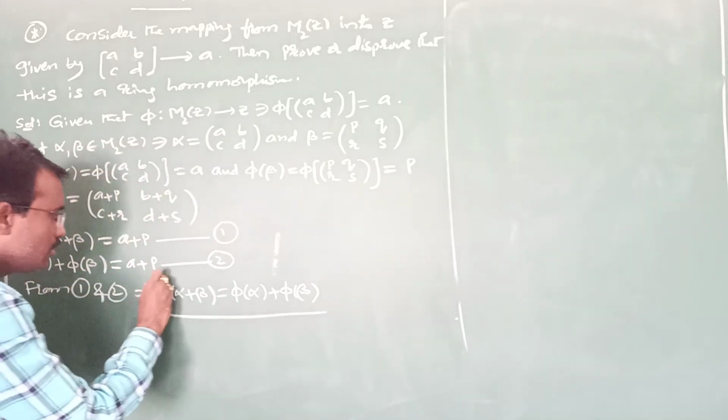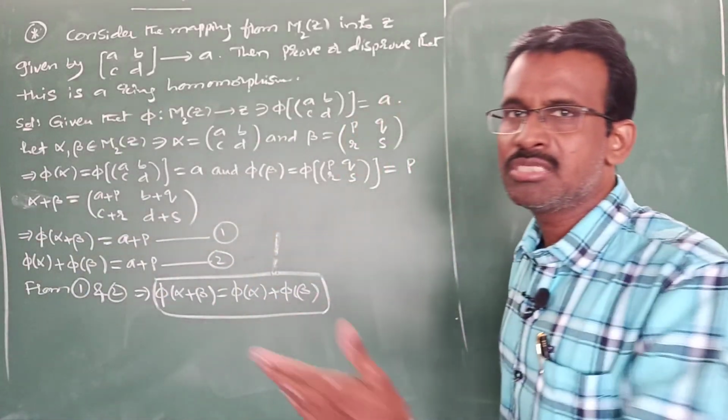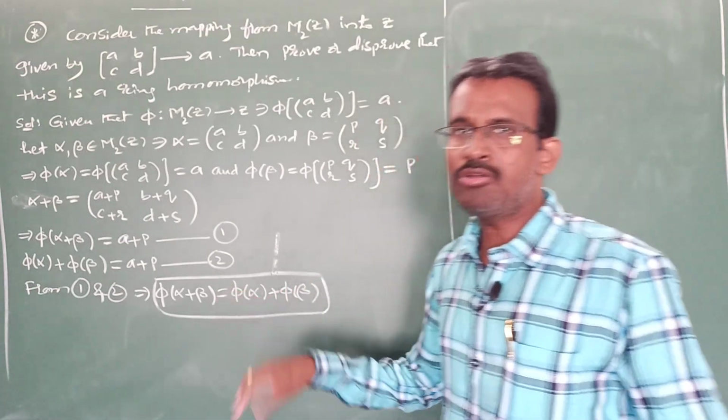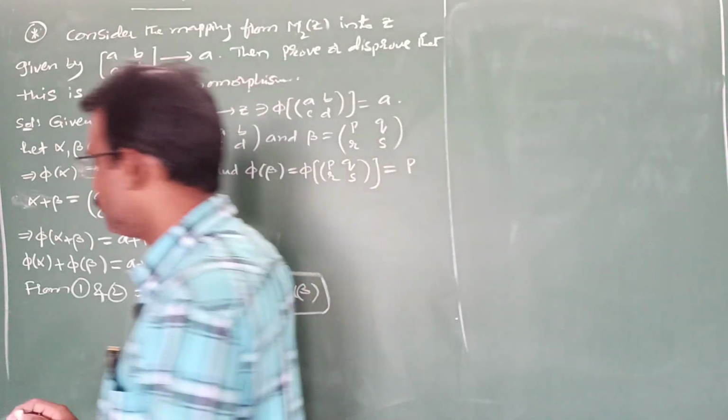This is our ring first condition, but from this only we can't decide phi is a ring homomorphism. Just under addition only it is true. We have to verify under multiplication, right? For that let us go to the multiplicative work.